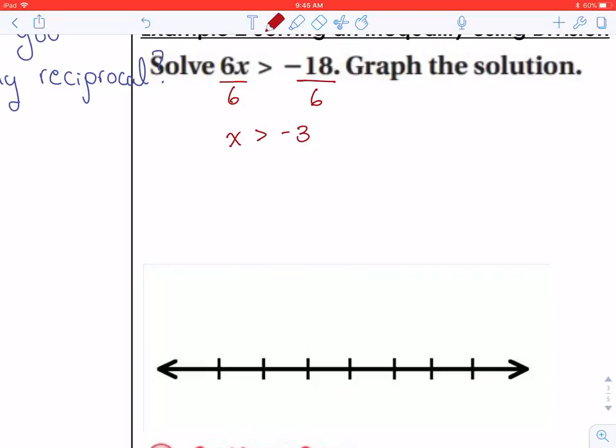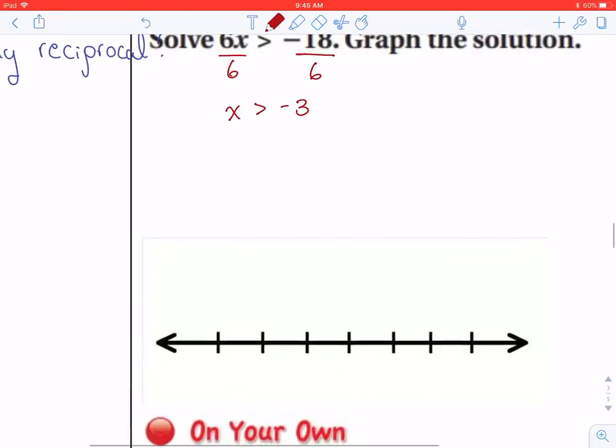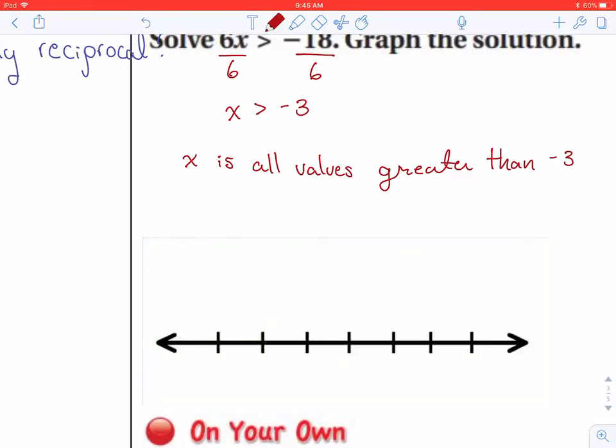The sign stays the same only because we divided by the same positive number. You'll see that when you divide by a negative number, the sign reverses. But in this case, x is all values greater than negative 3. Please write that down: x is all values greater than negative 3.